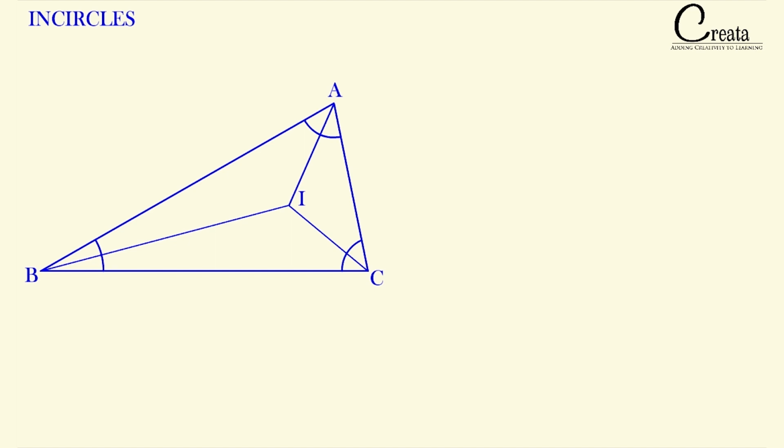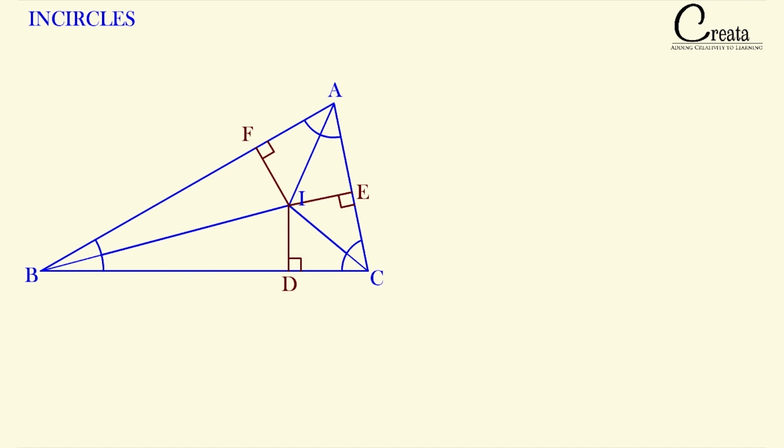Let's draw the perpendicular from the incenter to the three sides of the triangle. ID, IE and IF are the three perpendiculars to the side BC, AC and AB respectively. Are you able to visualize many triangles in this figure? These are the 6 small triangles that are formed in this whole triangle ABC.